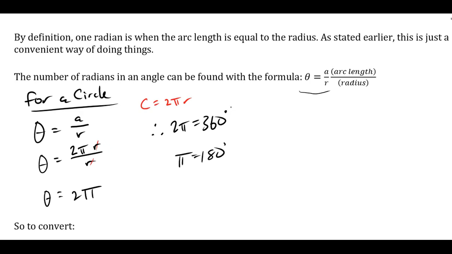2 pi radians. Remember, radian is the ratio of arc length to radius. So I calculated that for an entire circle. The r's cancel out, and I noticed that the number of radians, theta in this case, in an entire circle is 2 pi. So that means 2 pi is the equivalent to 360 degrees. Divide by 2 on both sides. Pi is the equivalent to 180 degrees. There's our reference point. Now we know that pi in radians means 180 degrees in degrees.